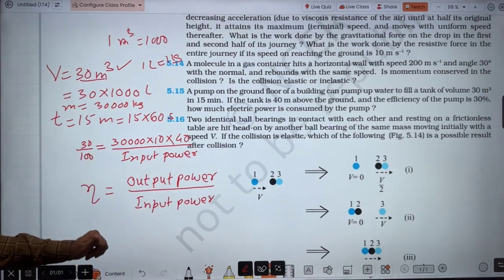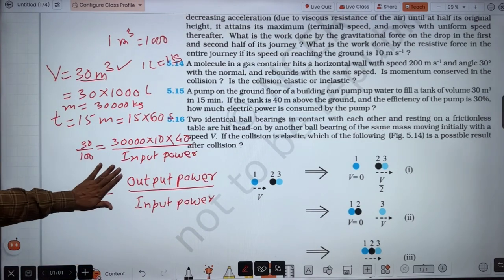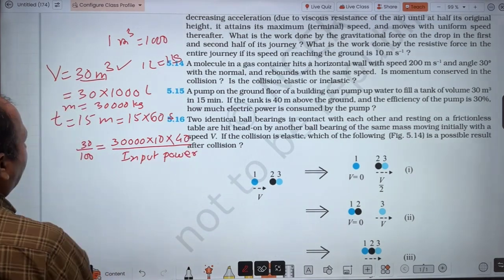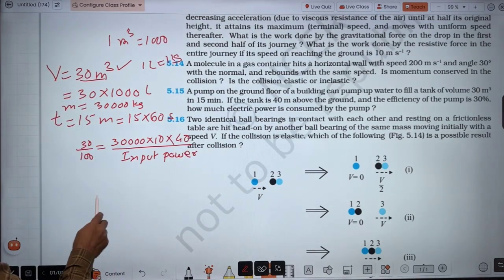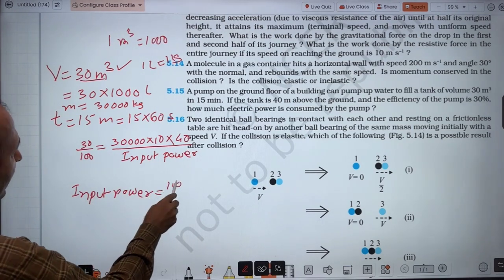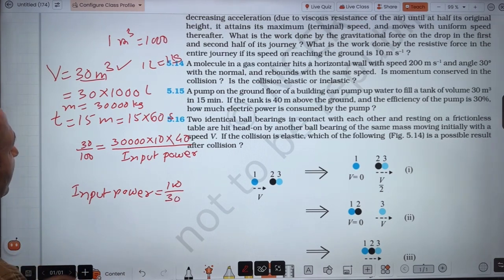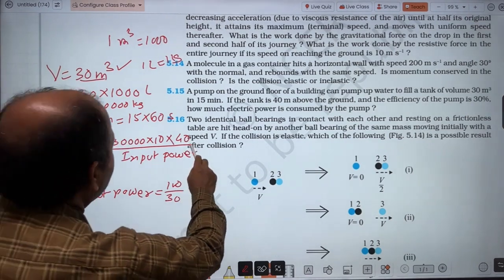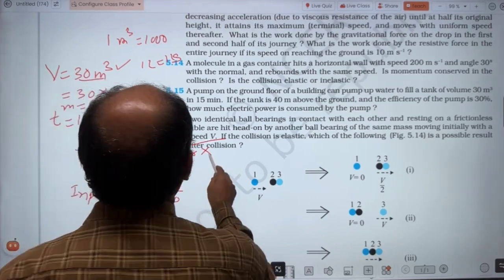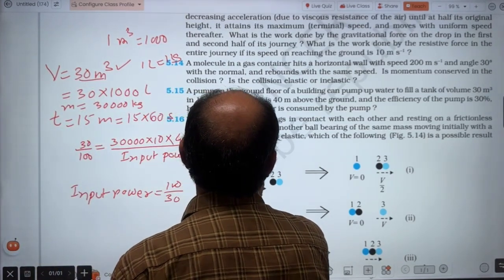Now our concern is to get input power. So input power will be equal to, we just cross multiply, 100 by 30 multiplied by this value. Did I put the value of time? No, I put 1 second, that is a mistake. So please correct it. It should be 15 into 60.